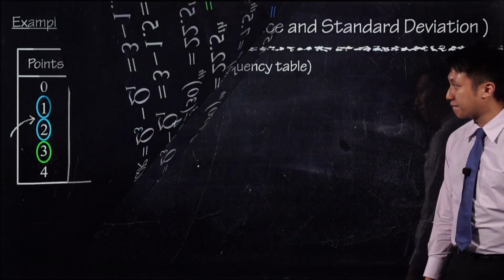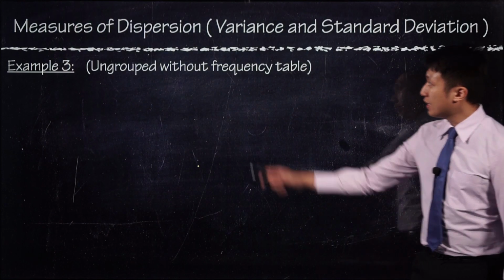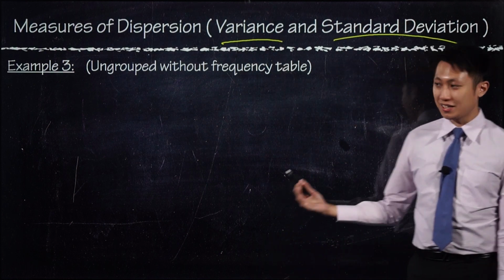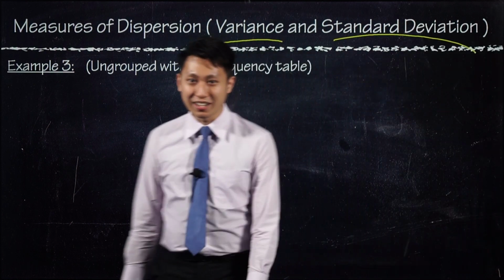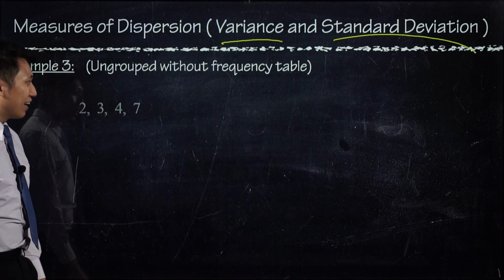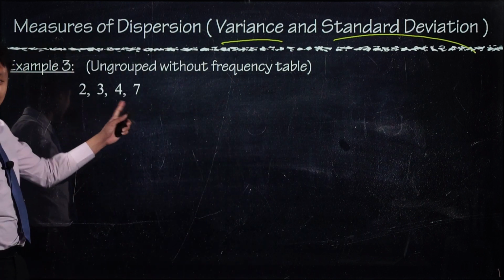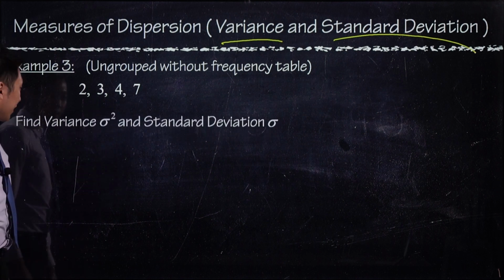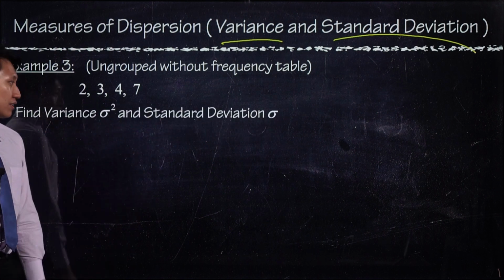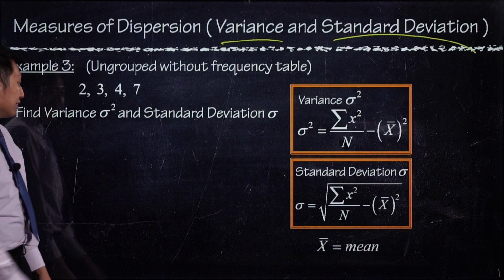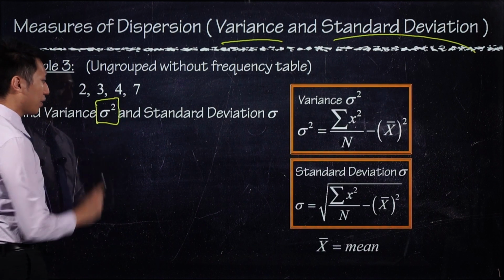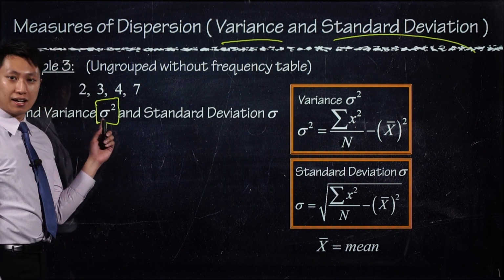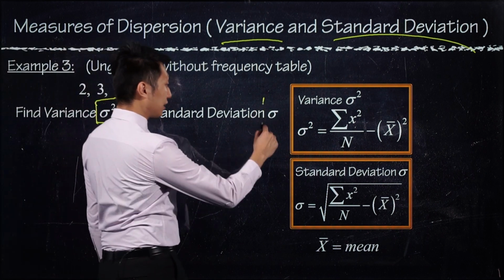Move on. Now it's about variance and standard deviation. You hear these words and you think it's very difficult already. First of all, I just give you small stuff, like four data points. Find the variance and standard deviation. Variance is denoted by sigma square. The standard deviation is just the square root of variance, which is just sigma.